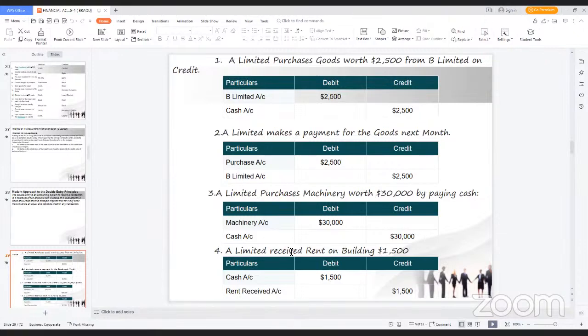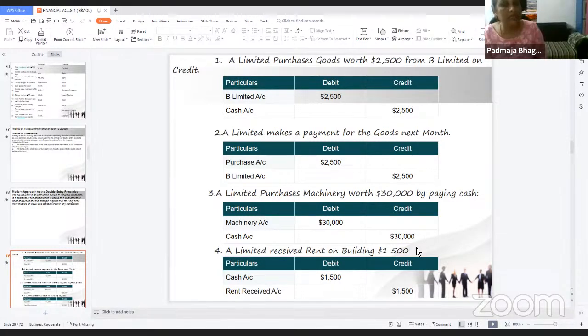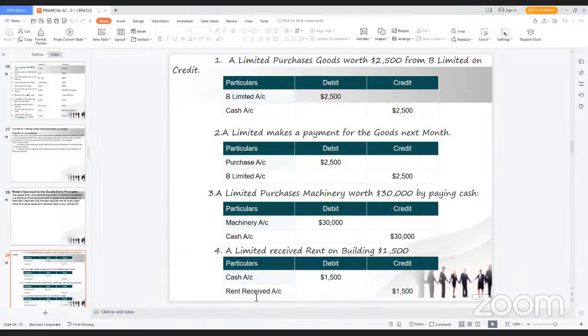Yes. So A Limited received rent on building, that is 1,500. Cash account debit to rent received. Means A is getting the rent. Cash is coming in. Rent is a receivable. Yes.